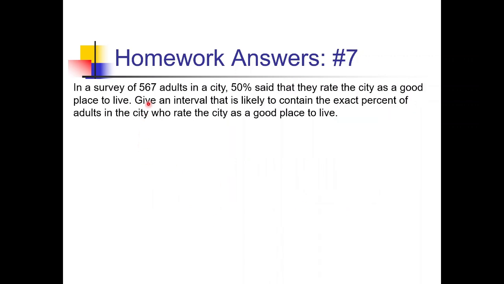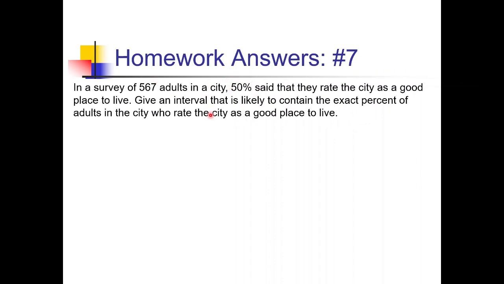For this one, we have a survey of 567 adults in a city, and 50% said they rate the city as a good place to live. Give an interval that is likely to contain the exact percent of adults in the city who rate the city as a good place to live. So basically here, we need to figure out the margin of error, and then we need to add and subtract that from the original percentage of 50.